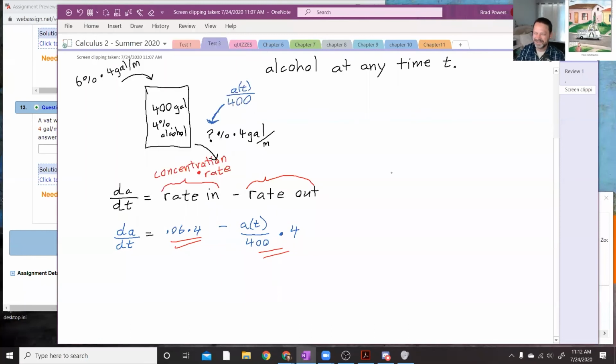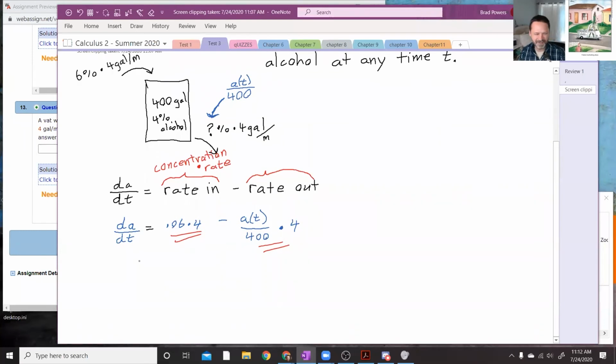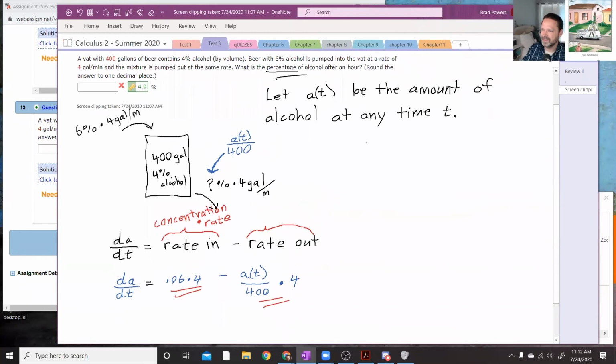All right. Anyway, that's the setup. And then we can solve this and find the solution. And we will need an initial value. And we do have that, kind of, sort of. This time, we don't know A of 0 right off the bat, do we? What I know is it's 4% alcohol. So it's 0.04 times the amount of liquid that's in there. So in this case, there's my initial value. I have to do a little bit of math first.